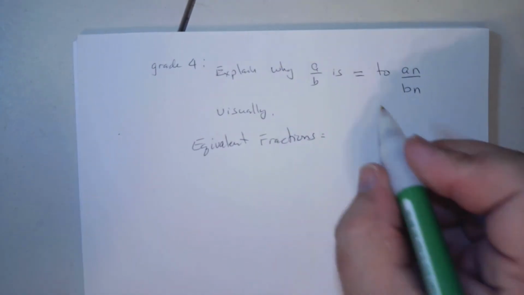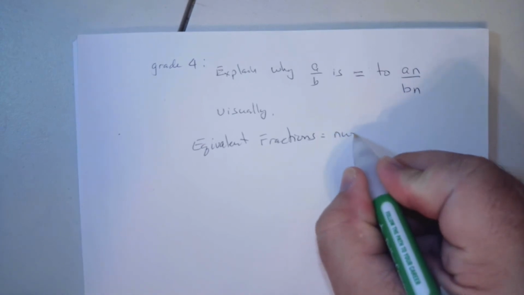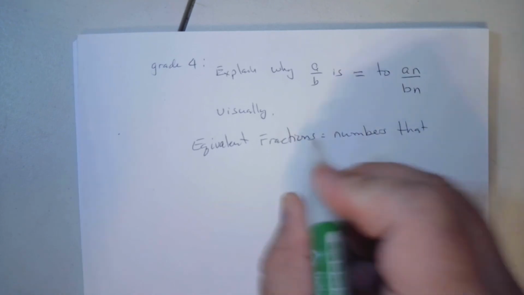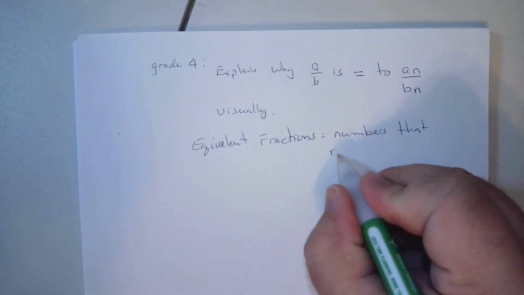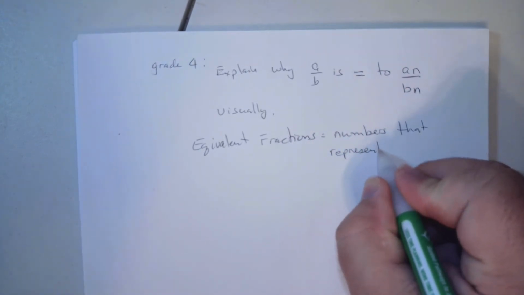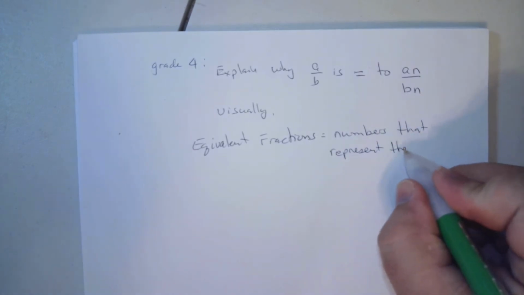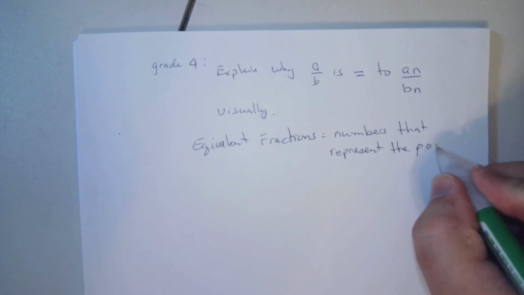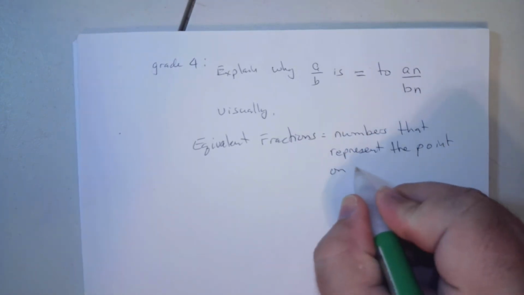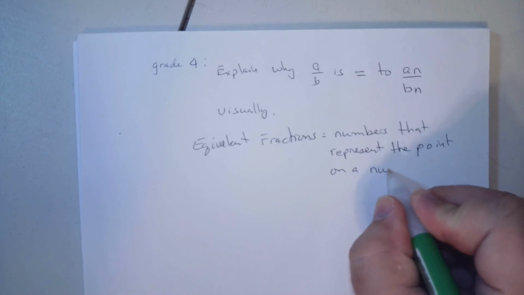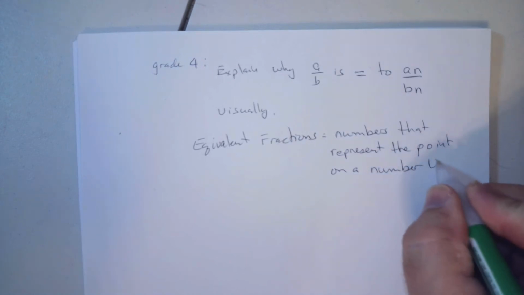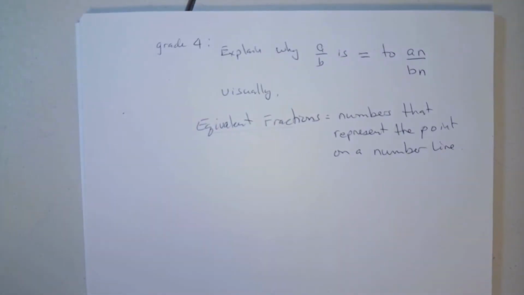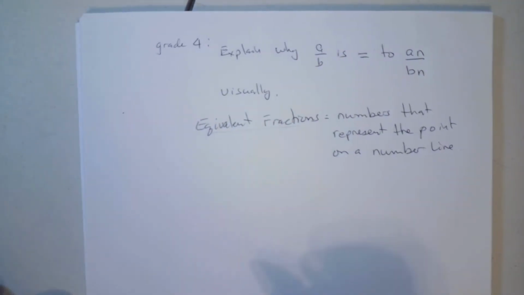What are equivalent fractions? They're numbers that express or represent the same point on a number line. They're equivalent. Now, what does that mean? Well, which way do you show it to kids?